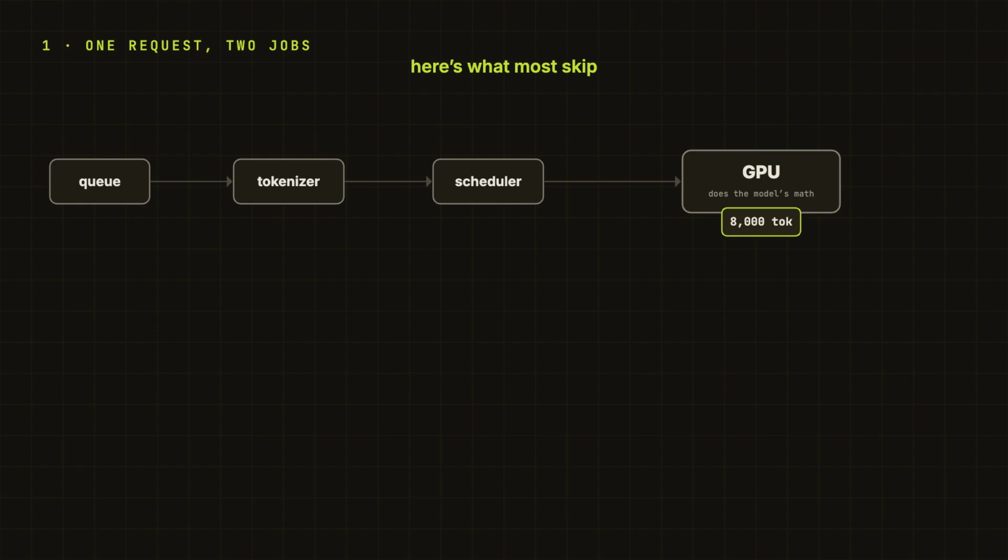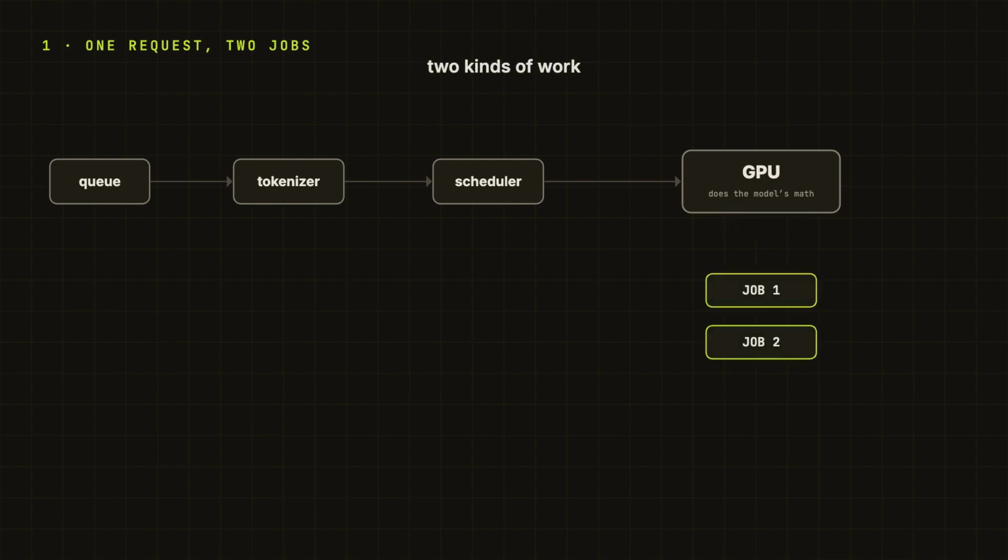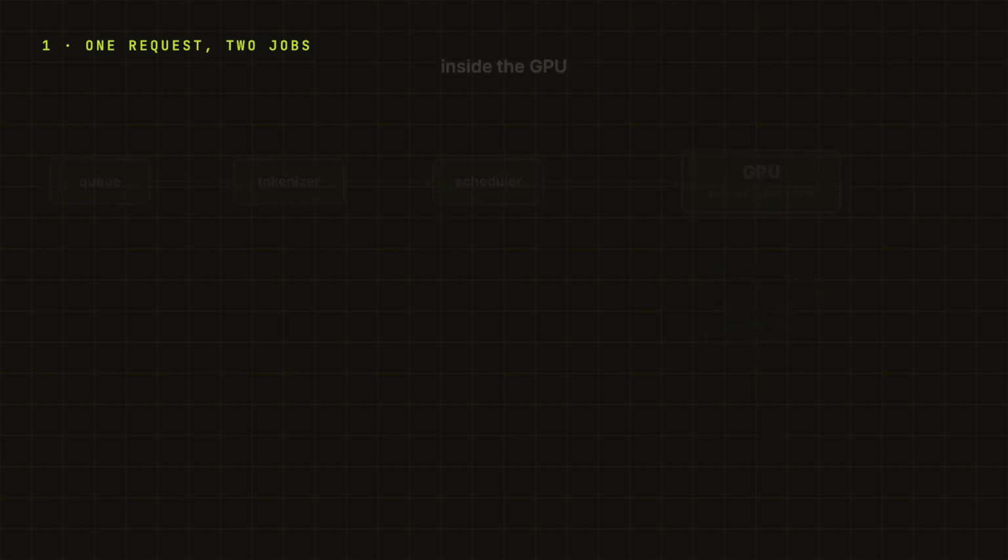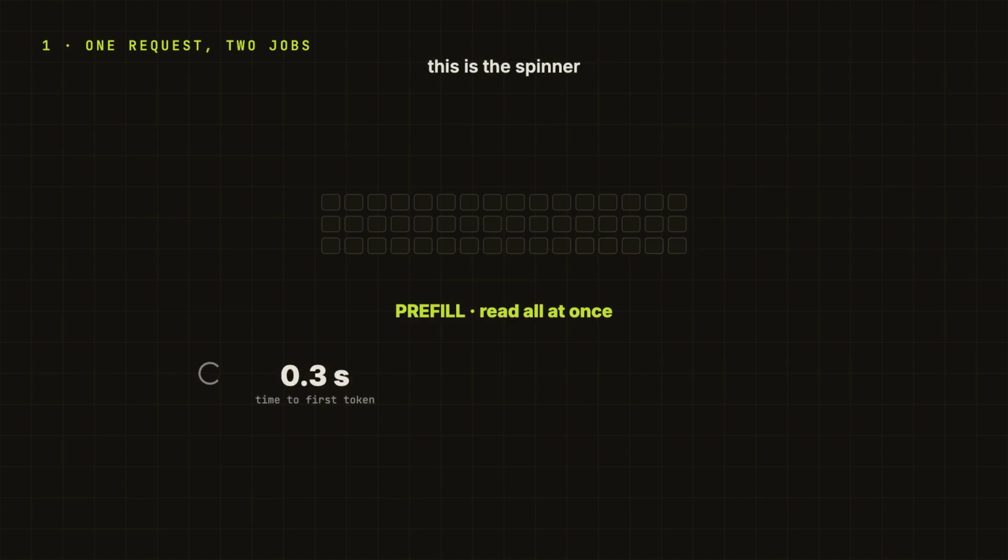Now, here is the part most explanations skip. Once it reaches the GPU, that single request becomes two different kinds of work. First, the model has to read all 8000 prompt tokens and understand them together in one pass. This is called prefill. This is the part that happens while the user is staring at the spinner. Nothing has streamed yet because the model is still reading.